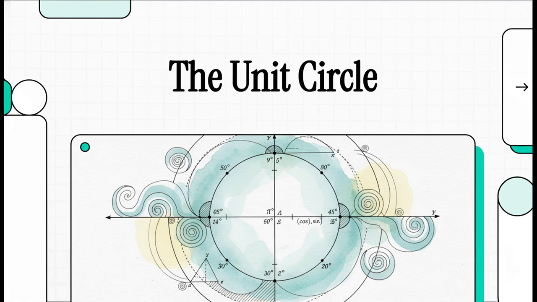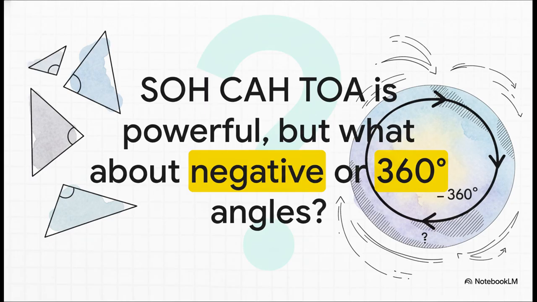All right, today we're tackling what is, and I'm not kidding, probably the single most important diagram in all of trigonometry, the unit circle. Seriously, if you can really truly get your head around this one thing, you basically unlock everything else. So you probably remember SOHCAHTOA from school, right? Sine, cosine, tangent. It's awesome for right triangles. But it has a huge blind spot.